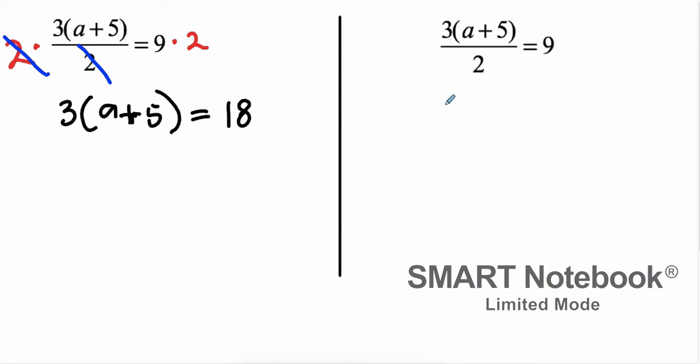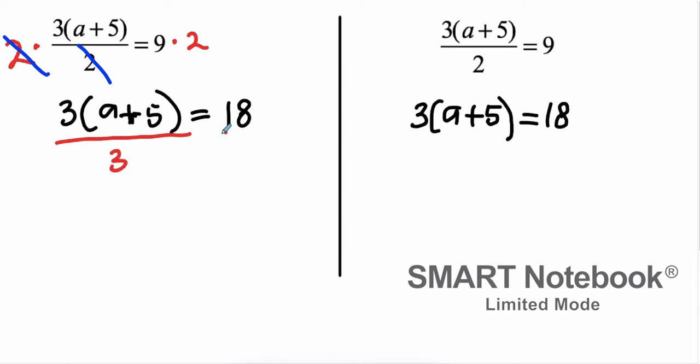Here I'm going to show, on the right-hand side, a different kind of way, or different kind of steps. Let me write down first. So the first step will be the same, multiplying both sides by 2, and we will end up with 3 times a plus 5 equals 18. But from here, we will do it slightly differently. So on the left-hand side, I have 3 times in the bracket a plus 5. To cancel out the 3 times, we are going to divide both sides by 3. And doing so gives us a plus 5 equals 18 divided by 3, which is 6.